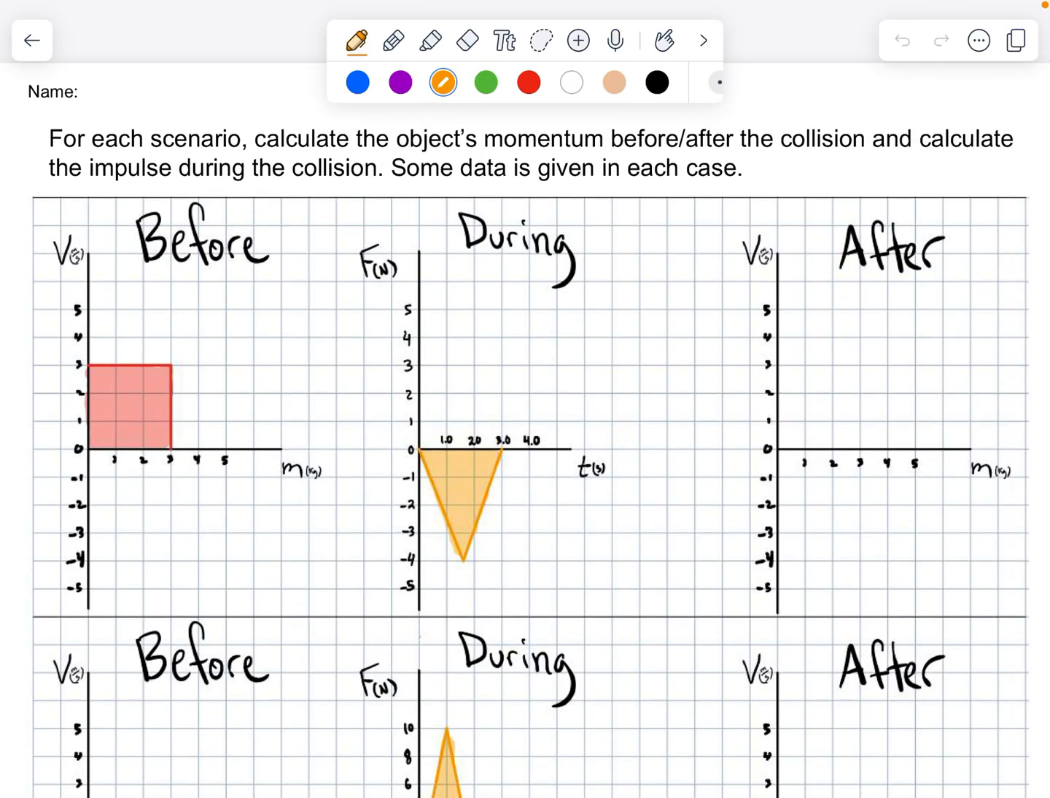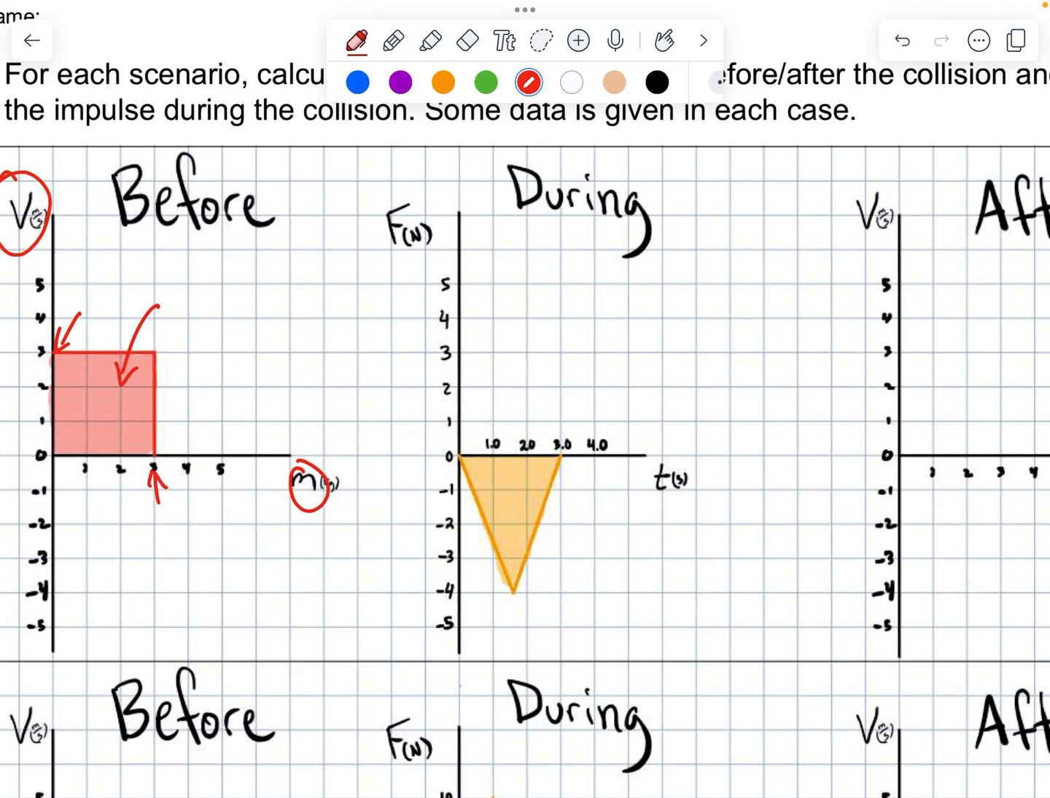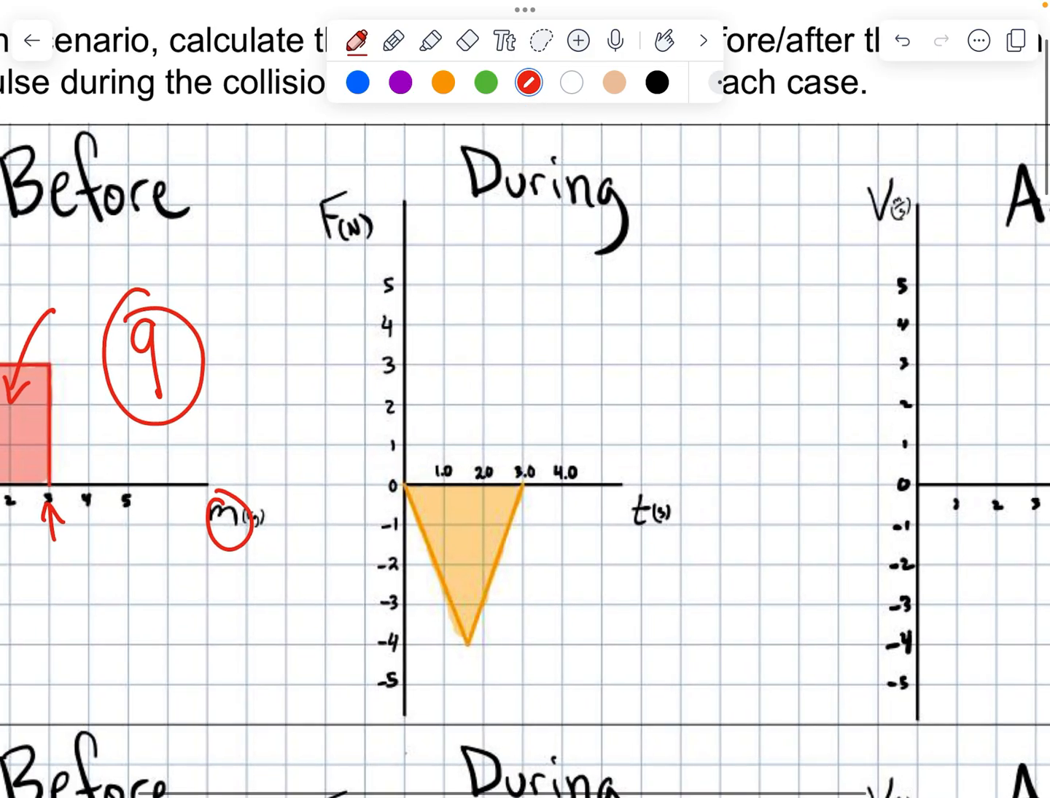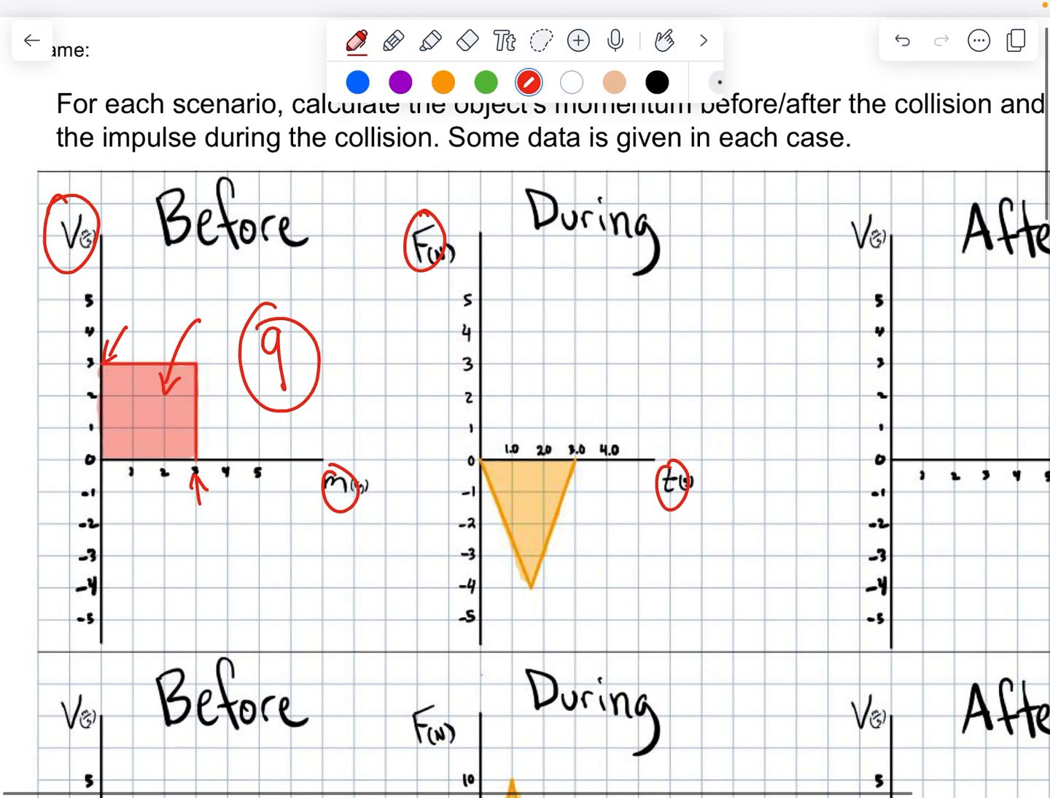Okay, so these are new types of graphs. This is a velocity mass graph, and it tells you the momentum by finding the area. 3 mass, 3 velocity. This thing has a momentum of 9. This is called a force time graph, and it tells you the impulse. An impulse is a smack, a force on an object.